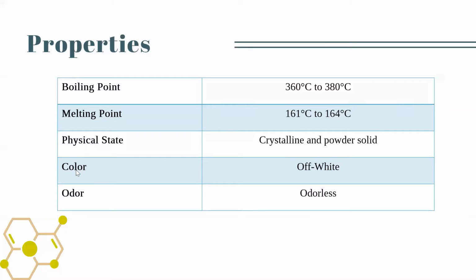So for the properties of triphenylmethanol, its boiling point is about 360 to 380 degrees. Its melting point is from 161 to 164 degrees. Its physical state is a crystalline powder solid, its color is off-white, and this compound is odorless.